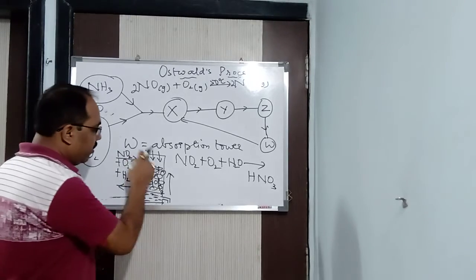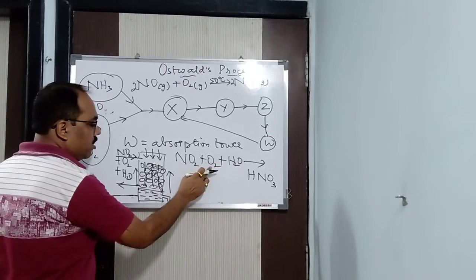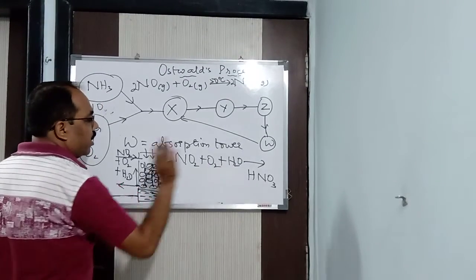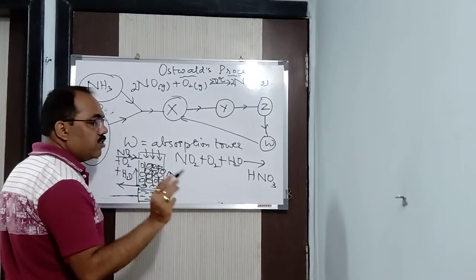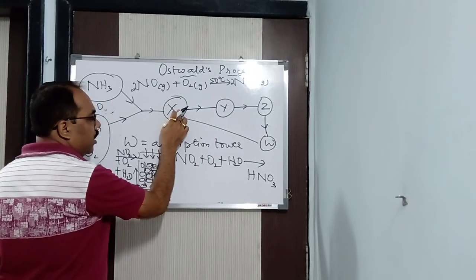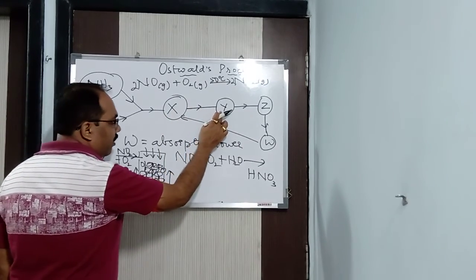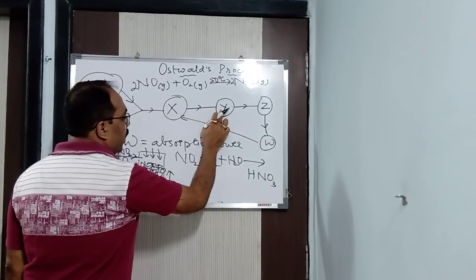Alright, dilute nitric acid. Why do I say dilute nitric acid? Because of the water spraying. So water reacts with nitrogen dioxide and oxygen to form nitric acid. I hope you all understood. The uncombined nitrogen dioxide and oxygen again go back to the oxidation chamber, then back to the cooling fins, and again it goes back.